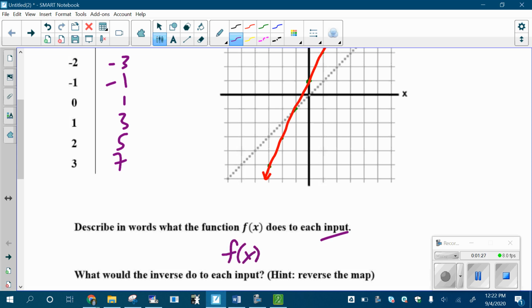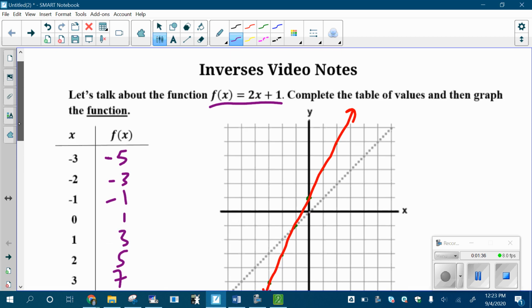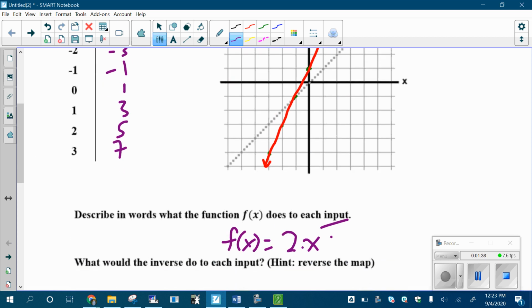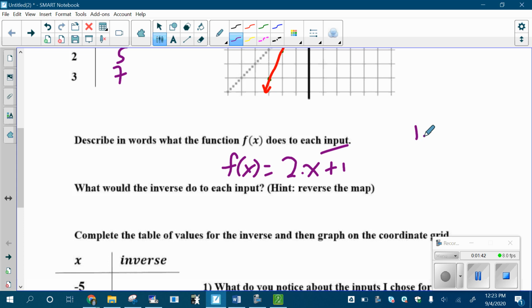Cool. I want to think about this function in terms of what it does to each input. So if you look at this equation, this function, you put in an x value. And what's the first thing it does? Well, it multiplies it by 2. And then it adds 1. So if I was going to write out the steps for what this function does, the first step would be it multiplies by 2. Second step would be it adds 1.